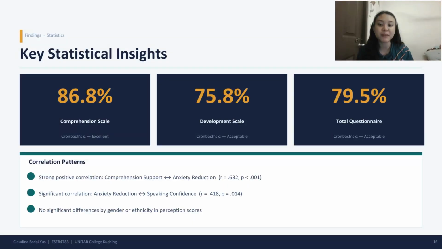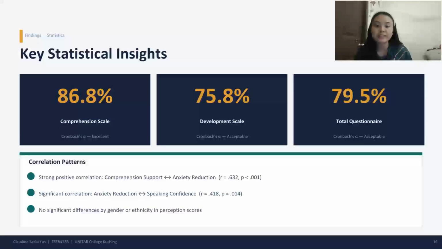The correlation patterns found show strong positive correlations. You can see that comprehension support and anxiety reduction are around 0.632 and also more than 0.1. Next is the significant correlation between anxiety reduction and speaking confidence, stated over there as around 0.418, and the p is 0.014.